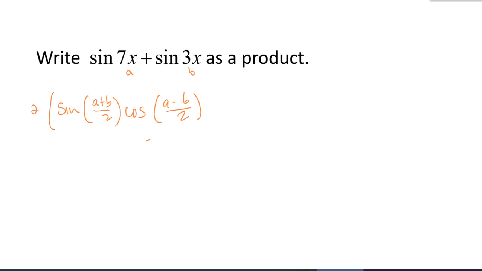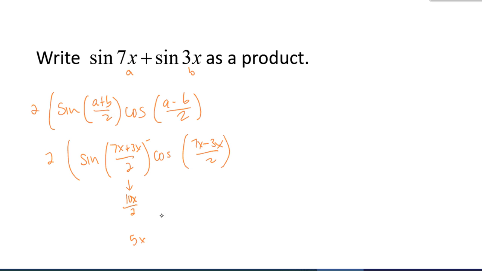Okay, let's plug it in. 2 times sine of A plus B, 7x plus 3x divided by 2 times the cosine 7x minus 3x over 2. Right here we've got 10x over 2 or 5x. This one is 4x over 2, which is 2x. So 2 sine 5x times the cosine of 2x.